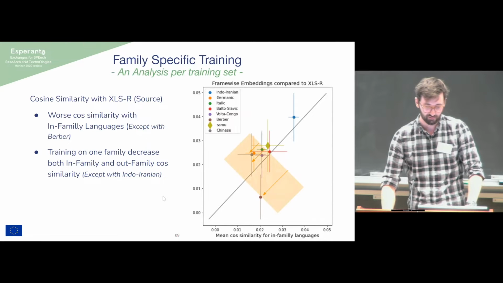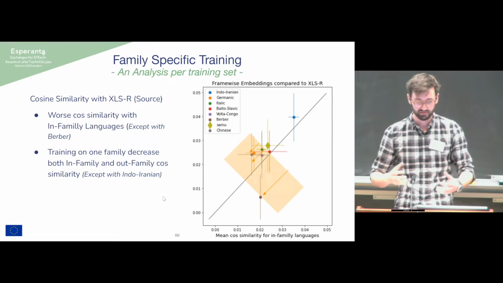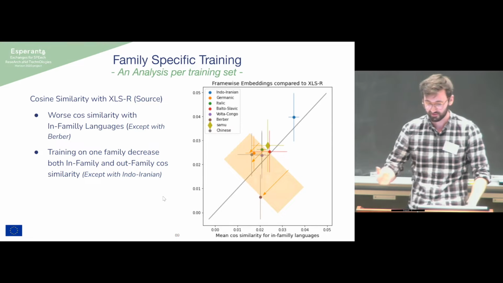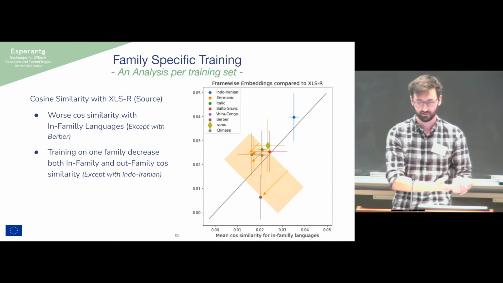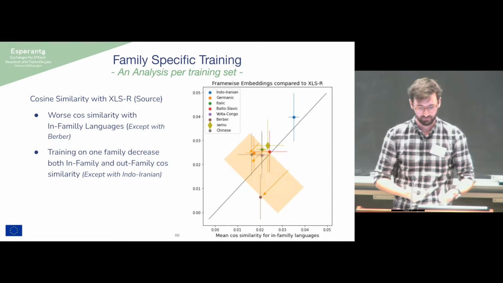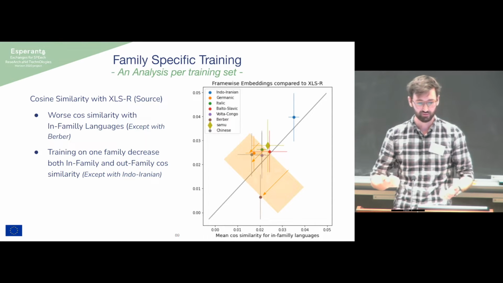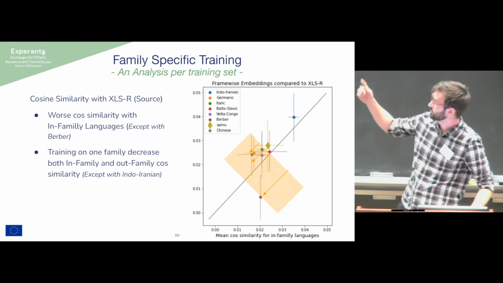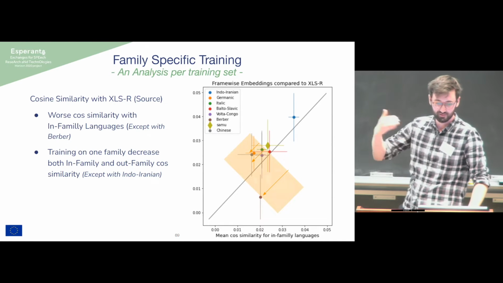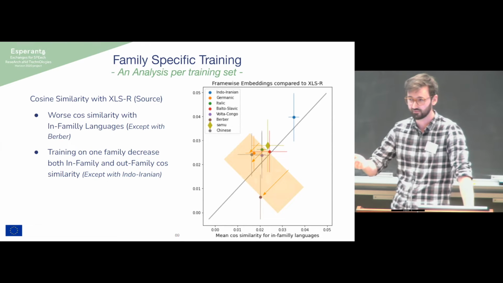And we get from SAMU a global tendency for all the models to get a lower cosine similarity. That means that by training them more on more specific languages, they got further from XLSR. Except for, and that's interesting here, one family of languages, the Indo-Iranian one, that managed to get closer to XLSR. The cosine similarity was higher than for SAMU from the base flavored model.